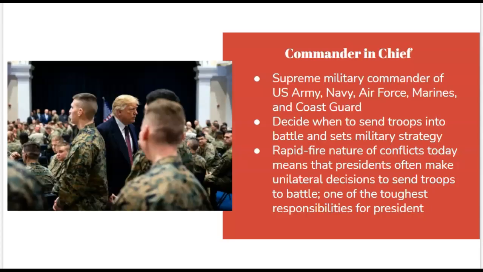One of the most important roles of the president is the role of commander-in-chief. And what this means is the president is the supreme military commander of the U.S. Army, Navy, Air Force, Marine Corps, and Coast Guard. This is a major reason that presidents are preferred to have military experience, which to an extent makes sense. If a president is expected to be the supreme military commander, then one would also expect that they have that experience. There are only 13 presidents that have not served in the military.